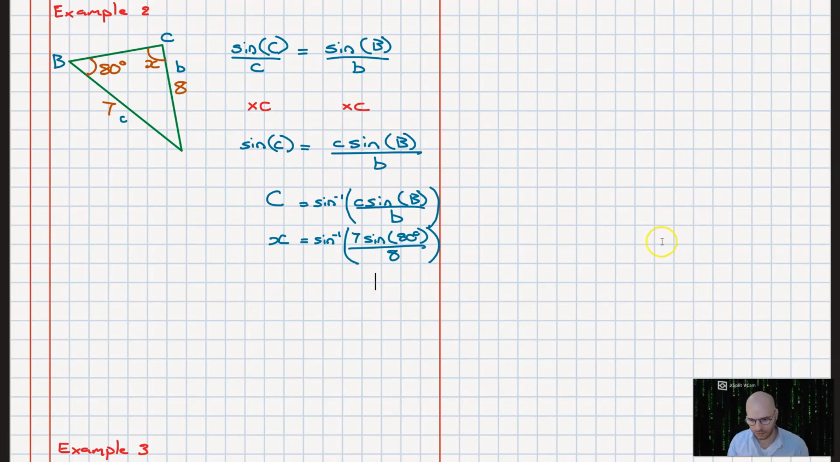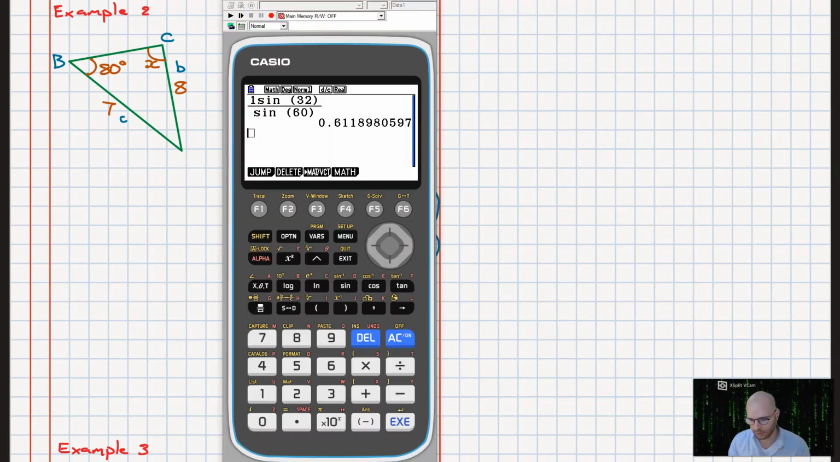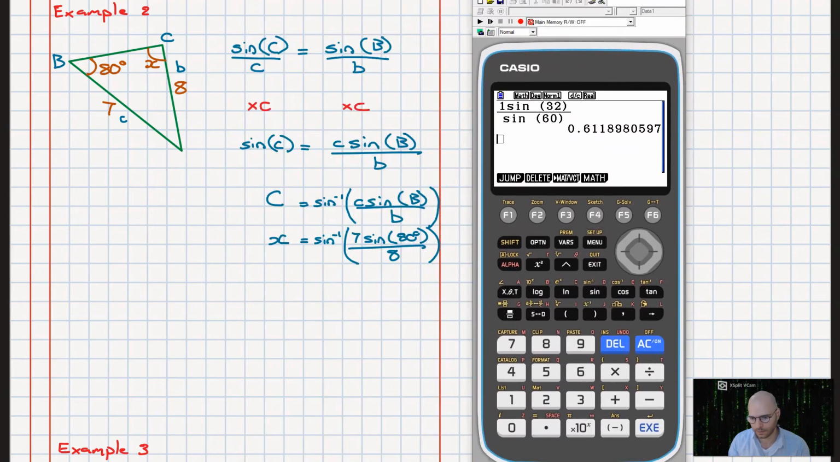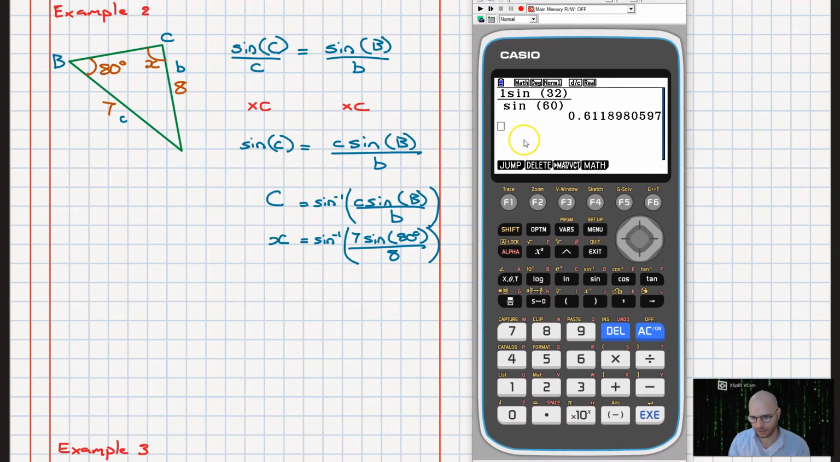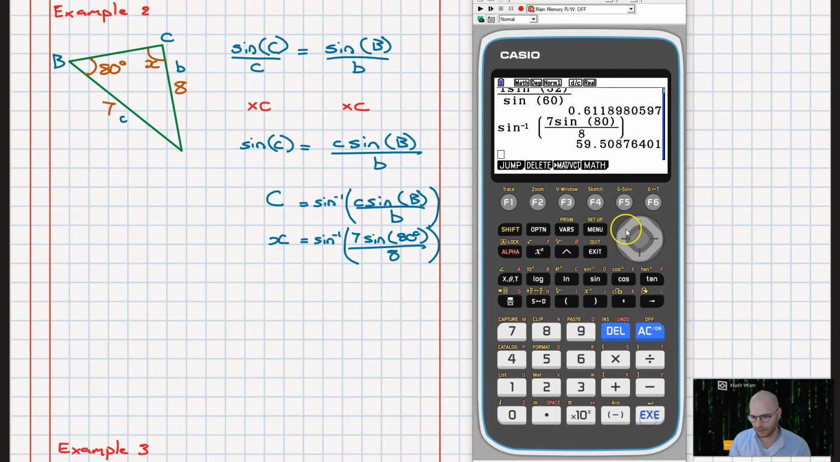Alright, now it's time to go for the calculator once again. We're going to bring it up, and we already checked it's in degrees, so we won't do that again. But what we will do is we'll go shift sine. This brings up the inverse sine. Then I'll open up some brackets and go for the fraction, and we're going to go 7 sine 80, that's all over 8. Closing it all up and executing, we get an angle of 59.51 degrees.